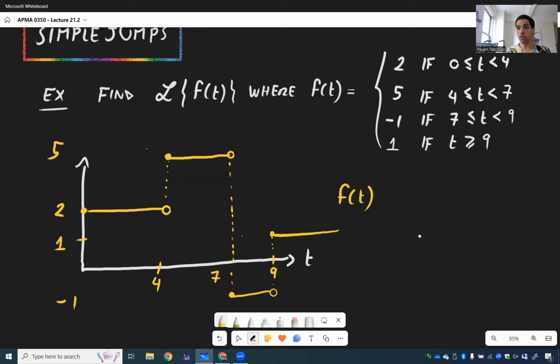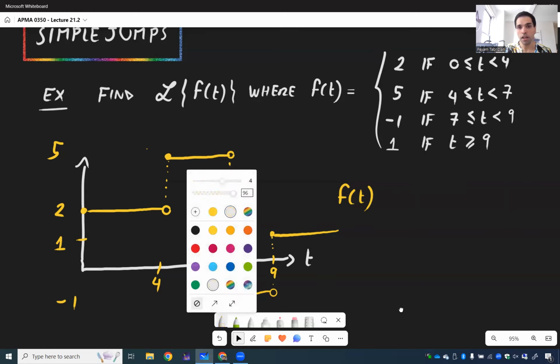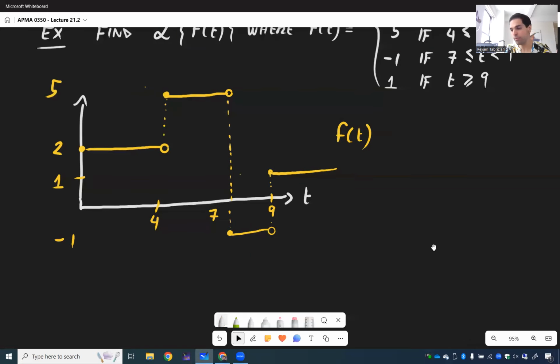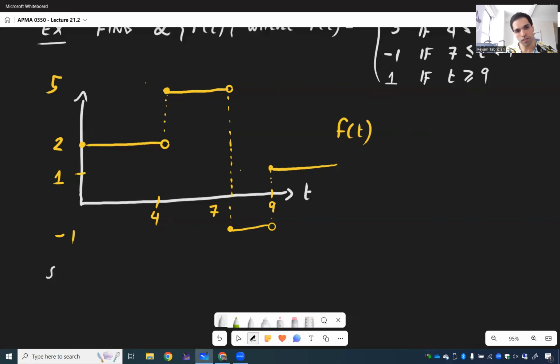And in order to find the Laplace transform of f, the first thing is to write f in terms of our Heaviside functions. Because remember, Heaviside function means jump. So write f in terms of jump. And we can do this in the following way. So step 1: write f in terms of u_c.